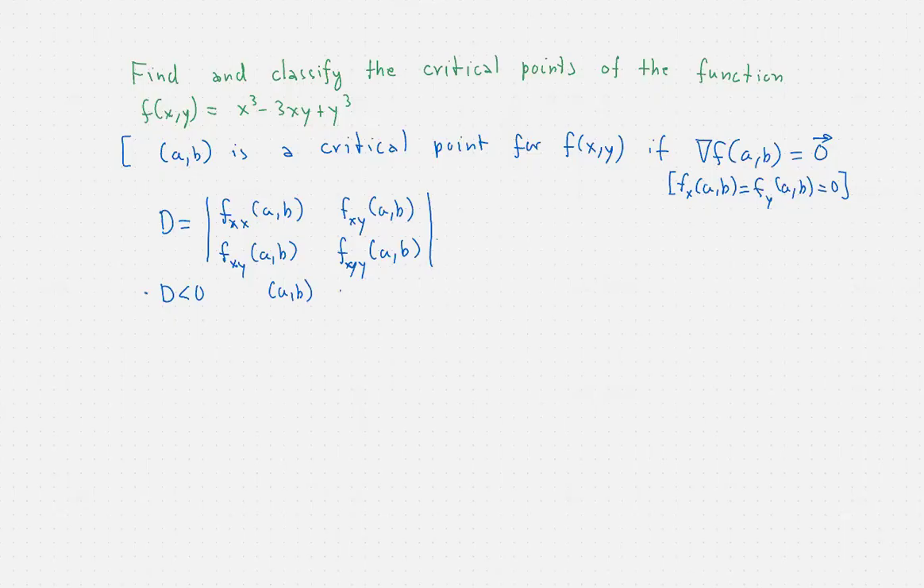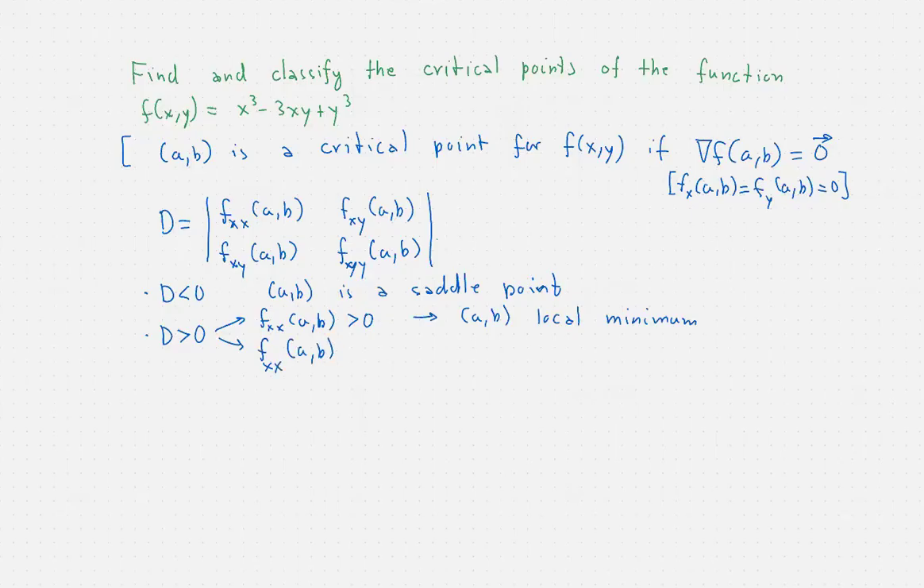And then we have two cases if D is greater than 0. The first case is the case where f_xx at (a, b) is greater than 0, then (a, b) is a local minimum. And the second case is when f_xx at (a, b) is less than 0, in which case (a, b) is a local maximum.